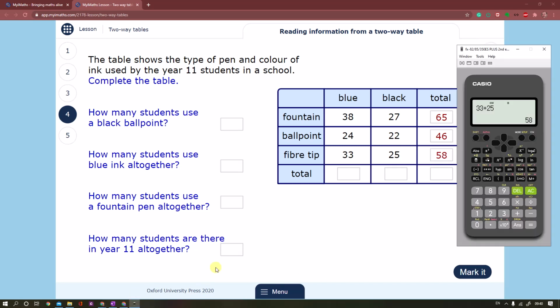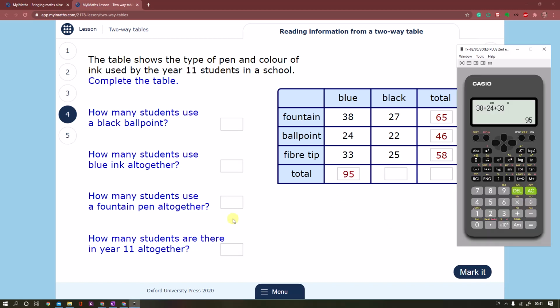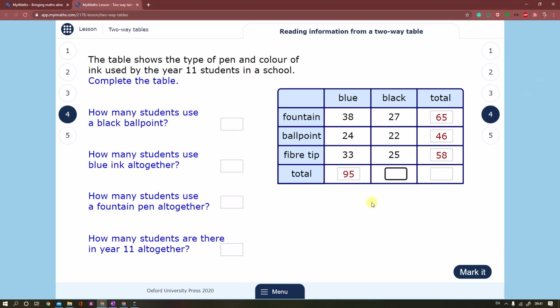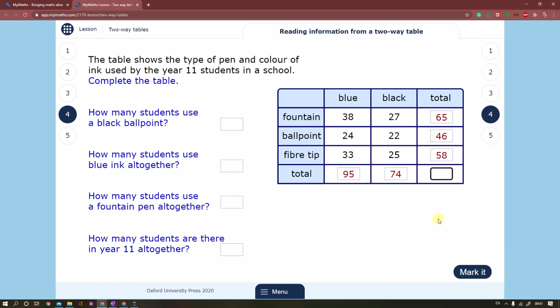Go into the columns. We've got 38 plus 24 plus 33. This is the total number of people who had blue pens of any kind. That's 95. And black pens of any kind, we've got 27, 22, and 25. That's 74. And what should happen is we should add all of these in both directions. 74 plus 95 is 169.